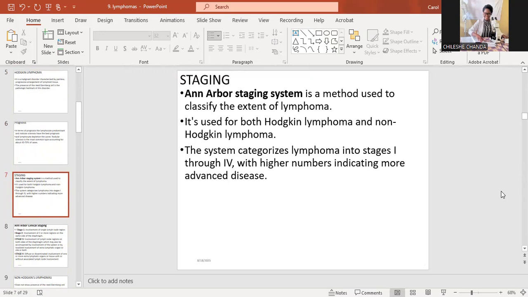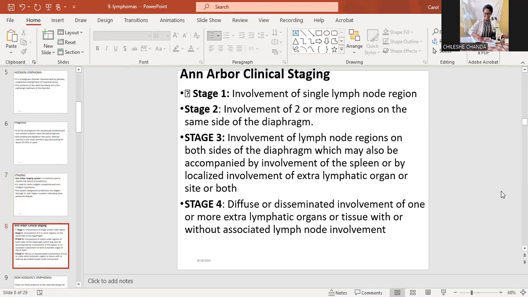So how do you stage lymphomas? Like all cancers, lymphomas have a staging system, known as the Ann Arbor staging system. This is used to classify the extent of the lymphoma, for both Hodgkin's and non-Hodgkin's lymphoma. It categorizes the lymphoma into stage 1, stage 2, up to stage 4. The bigger the number, the worse and the more advanced the condition is.